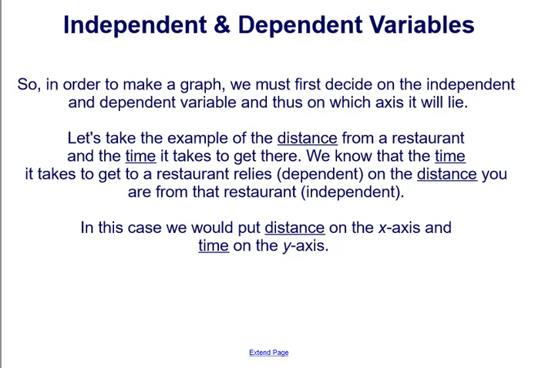So in order to make a graph, we must first decide on the independent and dependent variable, and thus on which axis it will lie. Let's take the example of the distance from a restaurant and the time it takes to get there. So our variables are distance and time. We know that the time it takes to get to a restaurant relies, therefore it is dependent, on the distance you are from that restaurant, which is independent. So in this case, we would put distance on the x-axis and time on the y-axis.